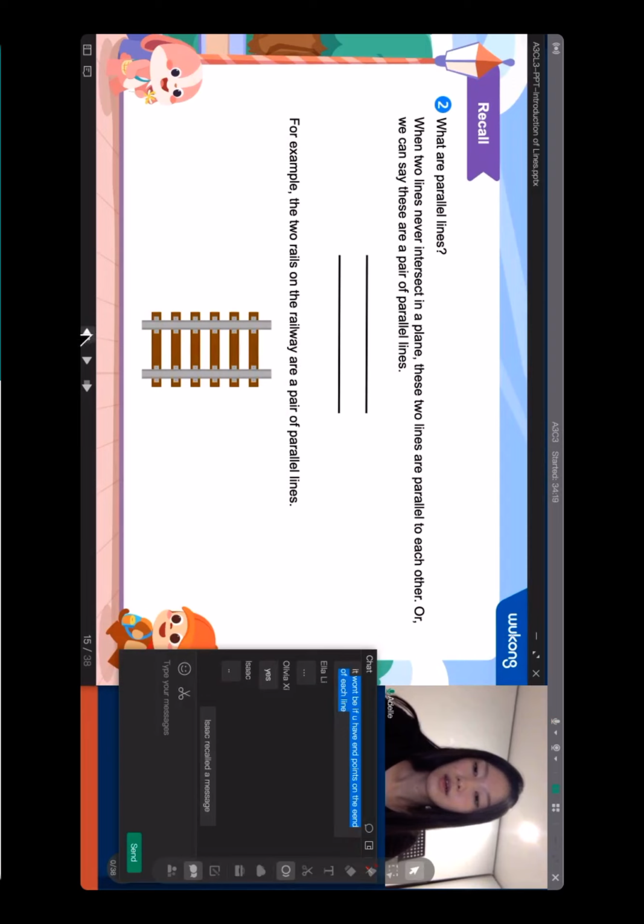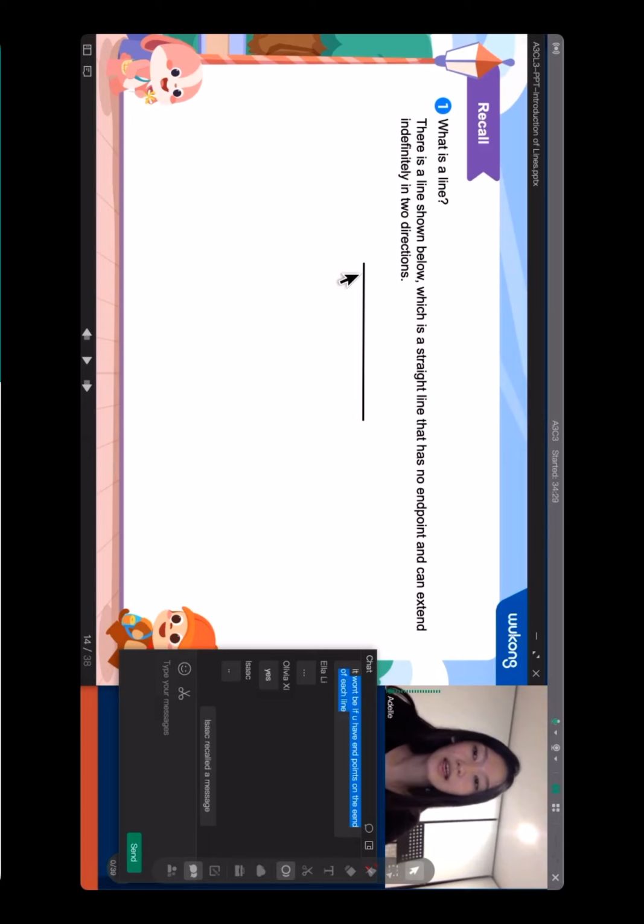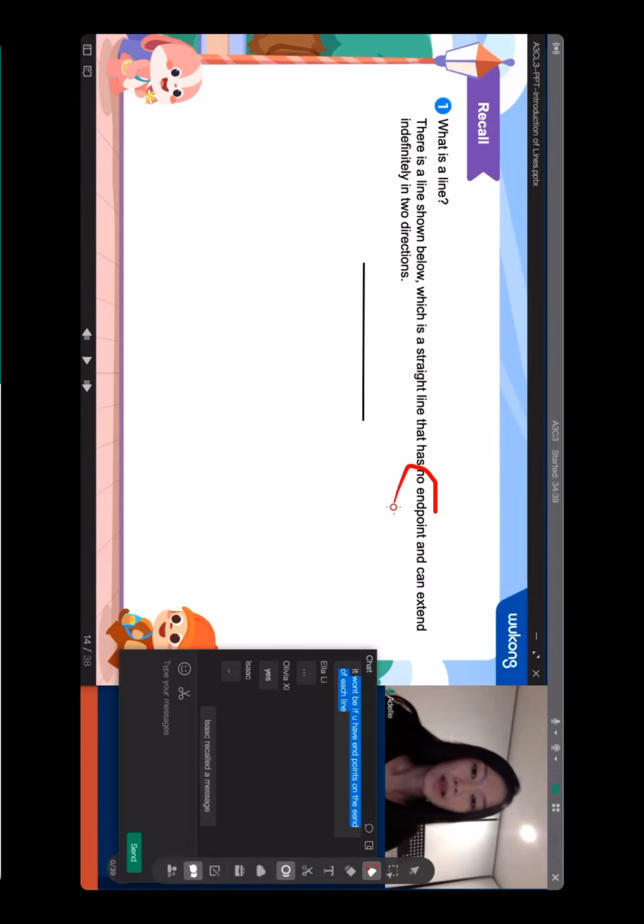So, what is a line? There's a line shown below, which is a straight line that has no endpoint and can extend indefinitely in 2 directions. So I do want to circle the keywords for you guys. No endpoint here. Extends indefinitely in two directions, okay? So we can see in this line, we don't have any endpoint like the rays, and then it could go in both directions, yeah? So this line extends in both directions.